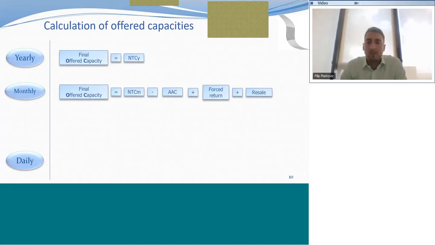But also things that have to be taken into consideration in this part are resale, which we mentioned, the possibility for resale from yearly to monthly, and forced return. Forced return refers to capacities which are not paid in time and are taken back from the auction participant and offered again for allocation on the monthly time frame. This in practice doesn't happen very often, but for example, we had a case like this during this year.